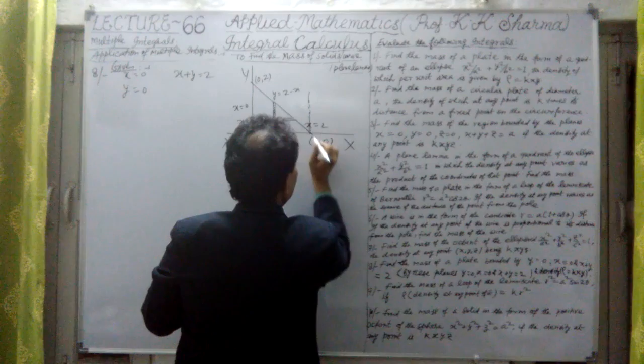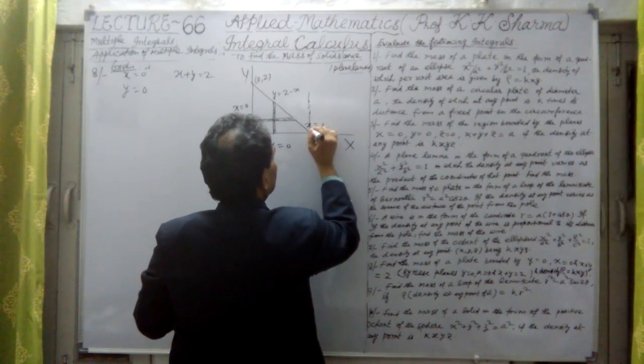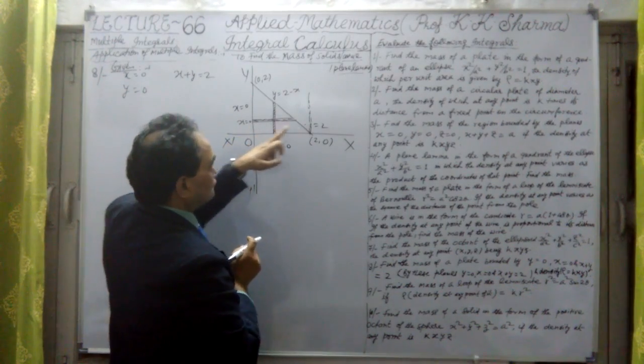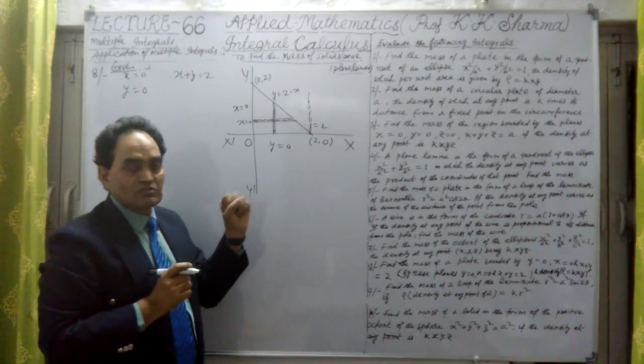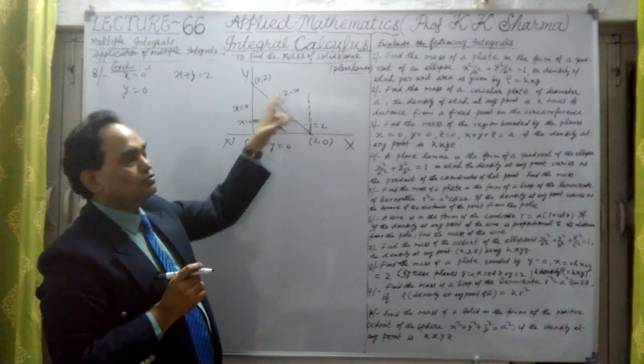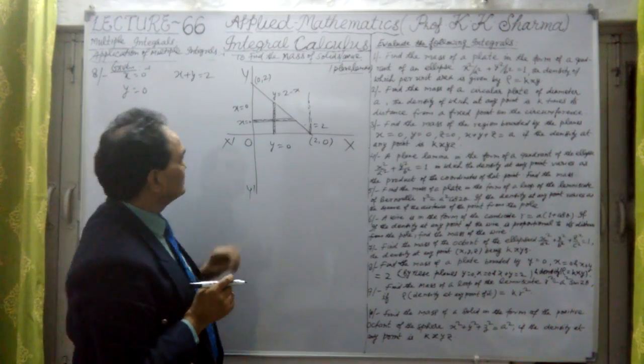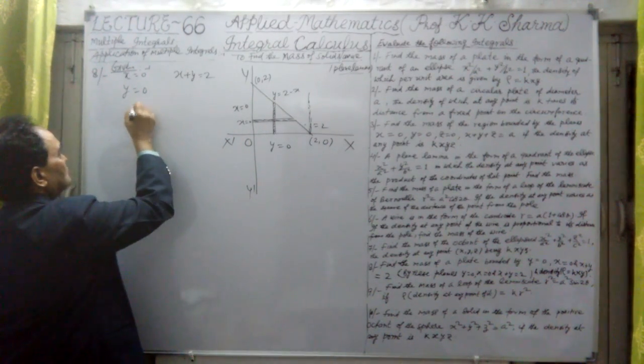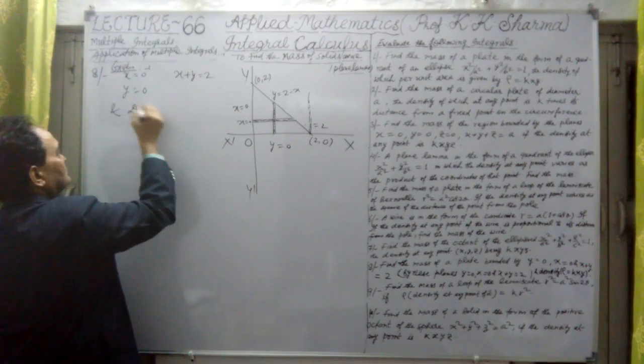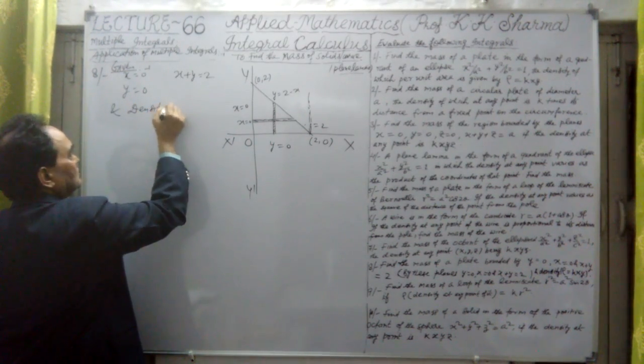So this passes to this point. This is a straight line at which x equals 2. So 0 to 2 is the x coordinates. Y coordinates are 0 to 2 minus x, within these two limits, and density rho is also given.